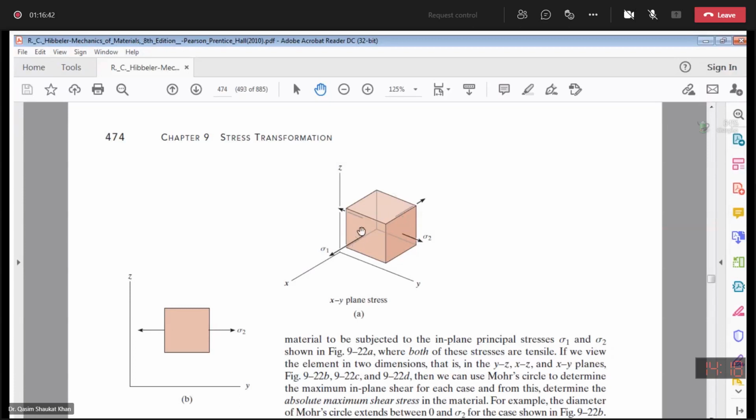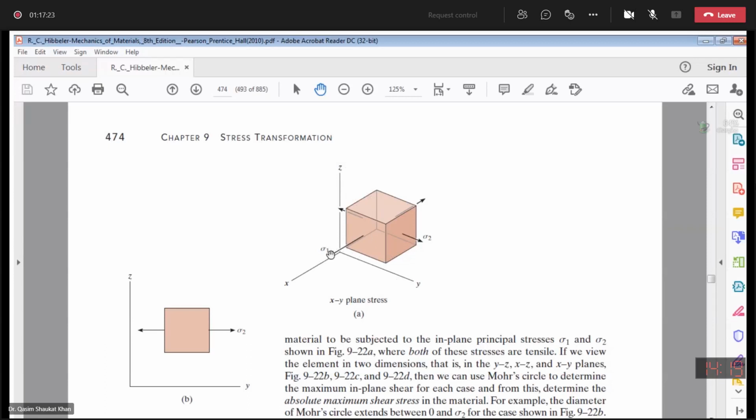So if you recall, this is sigma x, this is sigma y, and the shear stress here will be tau x, y, and the other complementary shear stress will be tau y x. So we have only one shear stress, tau xy, and two normal stresses, sigma x and sigma y. Now in your biaxial stress state, you also have two principal stresses. Here we are considering a figure in the x and y plane, and along the z there is no normal stress.